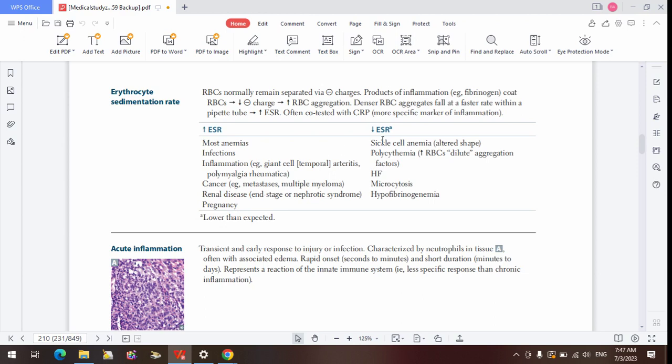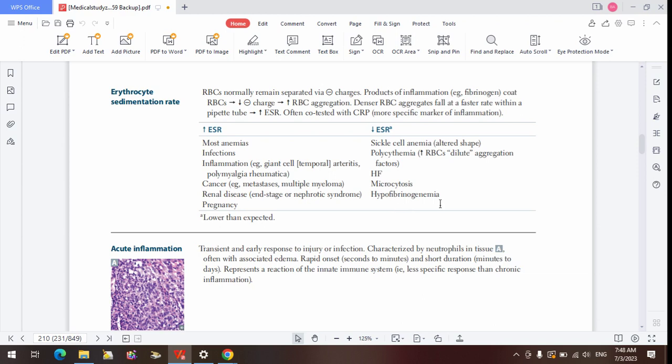Then let's go to the ones that decrease the ESR. Number one, anything that alters the shape of the red blood cell can cause reduced ESR, like microcytosis when the cells are very small, or sickle cell anemia when they have abnormal shape. Because in these two conditions, there's a reduction in the surface area of the red blood cell, so there's a reduced surface area for fibrinogen to bind to. If fibrinogen cannot bind to them, it will cause a reduction in the ESR. We've explained polycythemia. The red blood cells that are more will dilute the fibrinogen, and you have little fibrinogen to cause the aggregation of the red blood cells, and the ESR will fall.